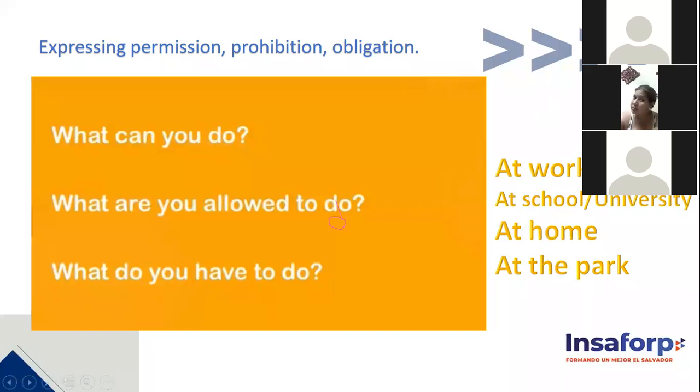And we're going to work in groups of three or two, but I want you to write these questions, because you are going to brainstorm ideas about each of these places that I'm giving you: at work, at school or university, at home, and at the park. So I want you to think for each of these places, what can you do, what are you allowed to do, and what do you have to do, okay?